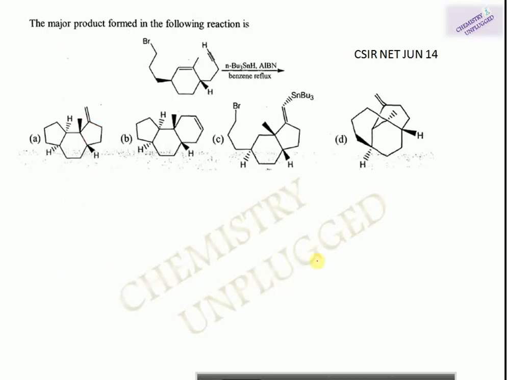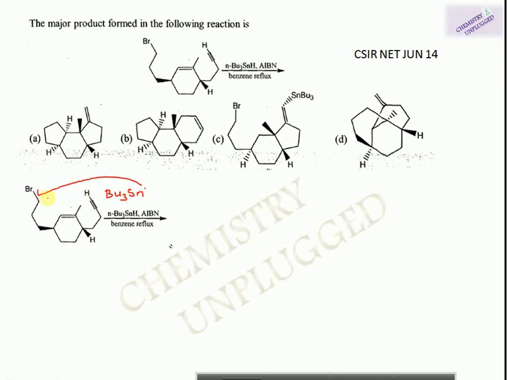Next question is from June 14, and tributyl tin hydride and AIBN is used. So it is a very important reagent. It has been frequently asked in the exams. So the first step is the formation of tributyl tin radical, and this radical will attack on bromine, and we have a radical on this carbon atom.